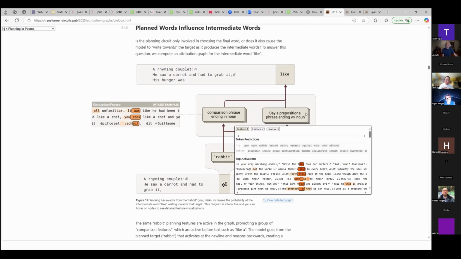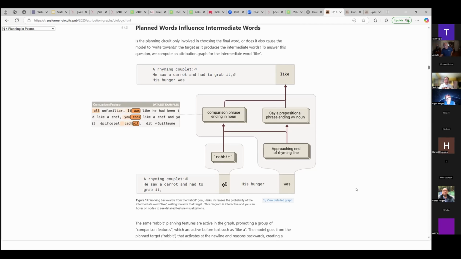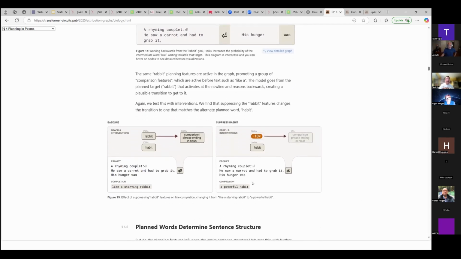These are probably approximate for what these nodes really do, okay? But nevertheless, it's just very cool. And I think they did some experiments on it. So in particular, if you zero out rabbit, then instead of "his hunger was like a starving rabbit," it changes the sentence to "his hunger was a powerful habit."